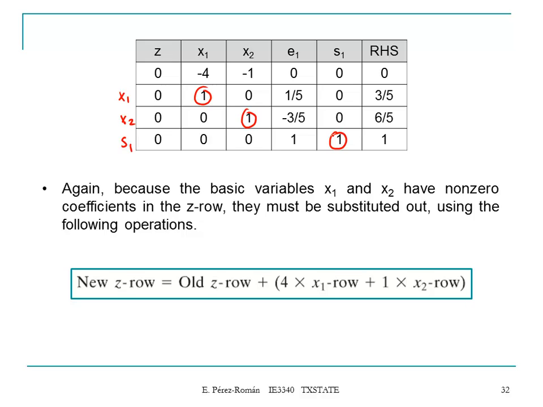You can just read from here. Basically, because the basic variables x1 and x2 have non-zero coefficients in row 0, they must be substituted out using the following operation, which is what you did for phase 1. You need to make sure that for those basic variables, the values in row 0, this value and this value, need to be equal to 0.